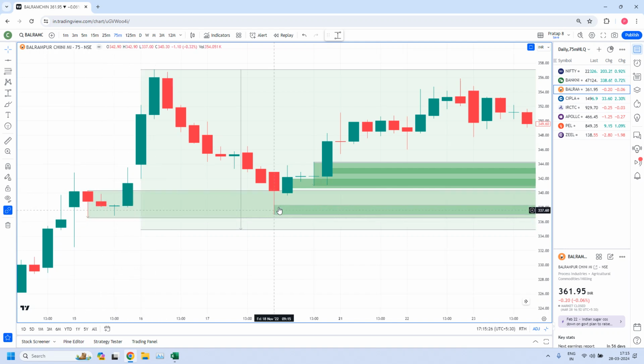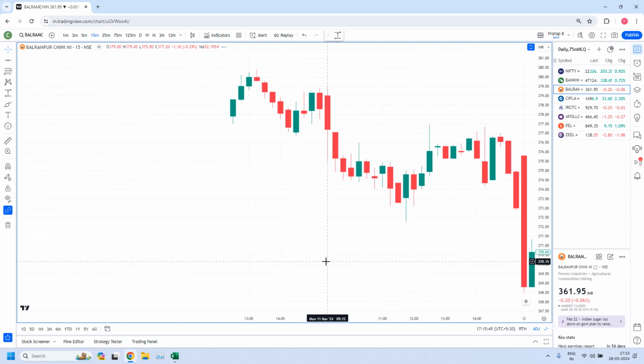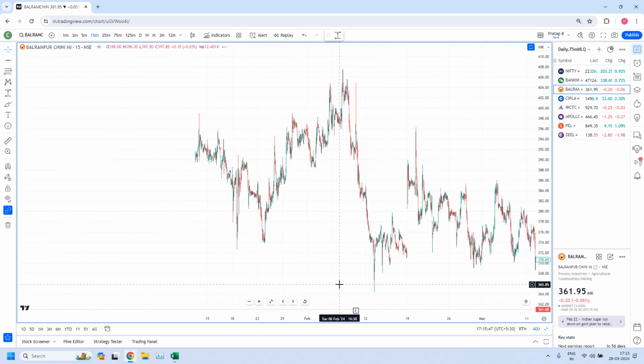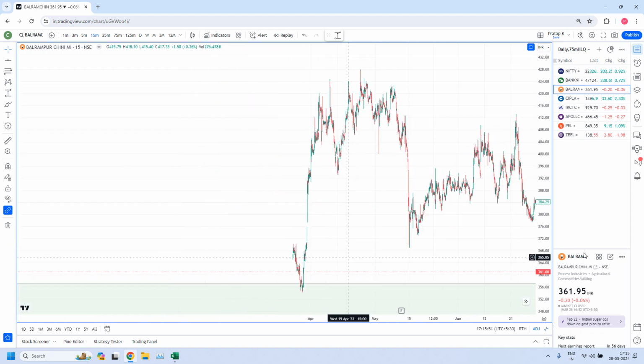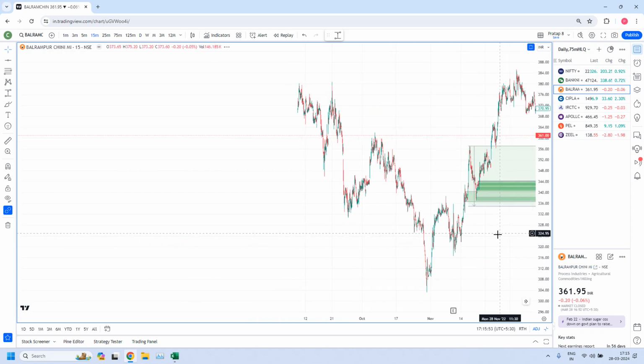Inside 75 minutes, 15 minutes we fine-tuned. But a 5 minute zone is not there within this area as per the software. So that's why I didn't fine-tune at 5 minutes. I just left it. That means in this 75 minutes area, we cannot plan any trade. So I went to the 15 minutes time frame. Inside the 75 minutes, how I fine-tuned the 15 minutes, let me show you.